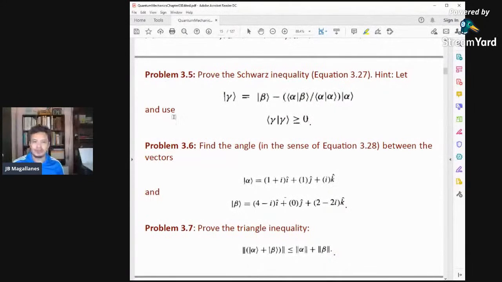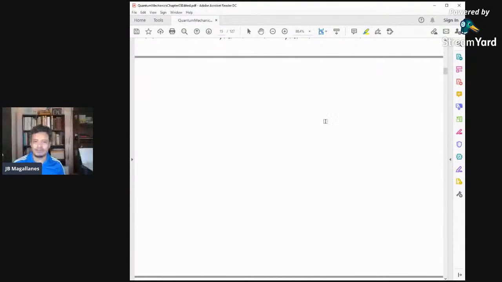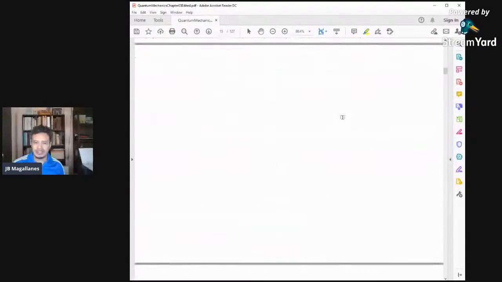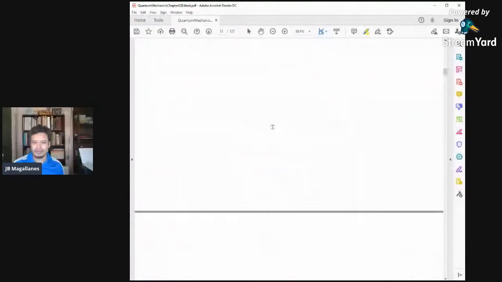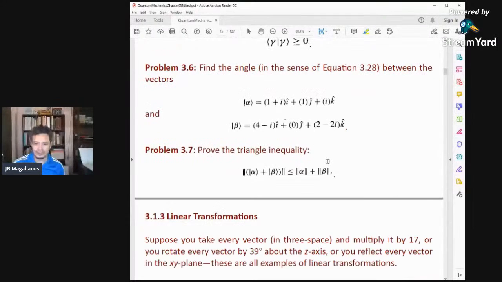We have also a problem here on proving the Schwarz inequality, and then finding the angle. Of course, this is just 3-dimensional vectors, so you can actually think of the angle for these 2 vectors.